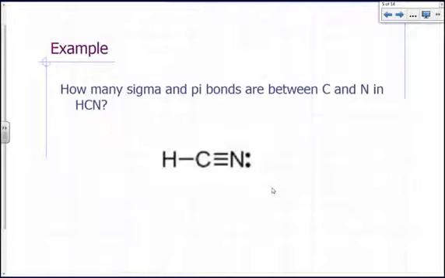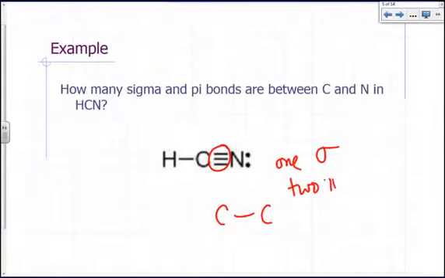How many sigma and pi bonds are between the carbon and the nitrogen in HCN? Well, there's a triple bond here. So the first bond between them is a sigma bond. So you have one sigma bond, and you have two pi bonds. The second and the third bond in a triple bond are pi bonds.